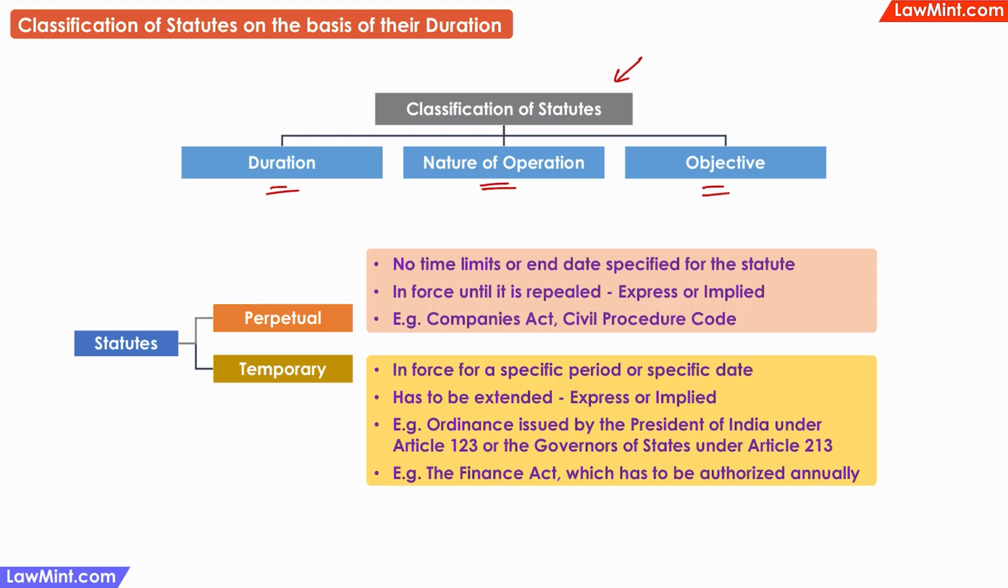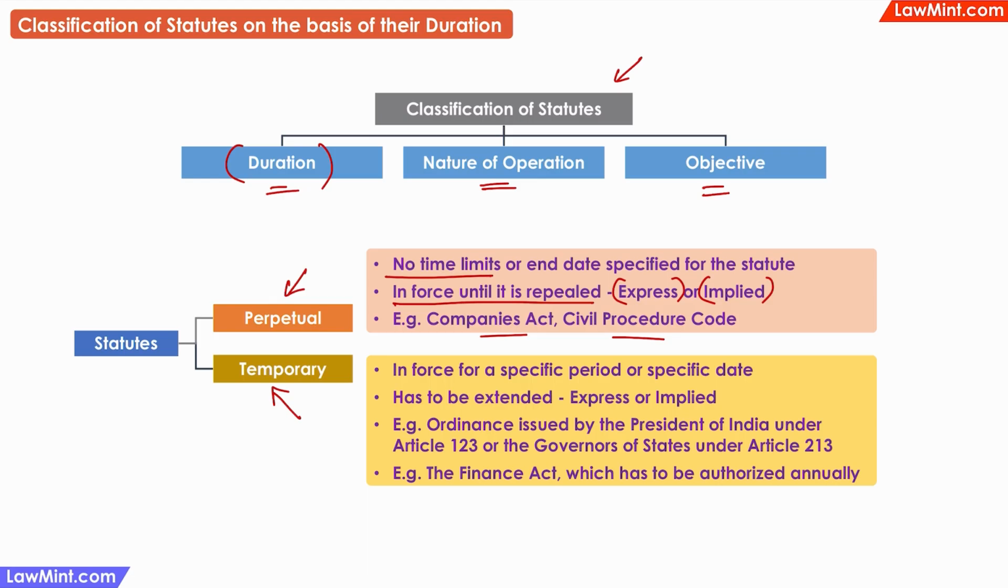The first criteria for classification of statutes can be their duration. They can be perpetual or they can be temporary. A perpetual statute does not have any specific time limit or end date. It is in force until it is repealed, either expressly repealed or the repeal is implied in some way. Most statutes are perpetual, such as the Companies Act or the Civil Procedure Code.